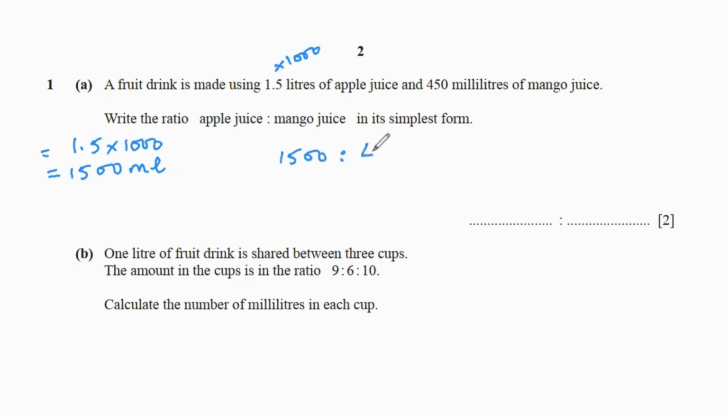Mango juice is 450. We can begin with cancelling out the 0. So now we have 150 is to 45. So now 150 divided by 5 is 30, and 45 divided by 5 is 9. 30 divided by 3 is 10, and 9 divided by 3 is 3. So your answer is 10 is to 3.